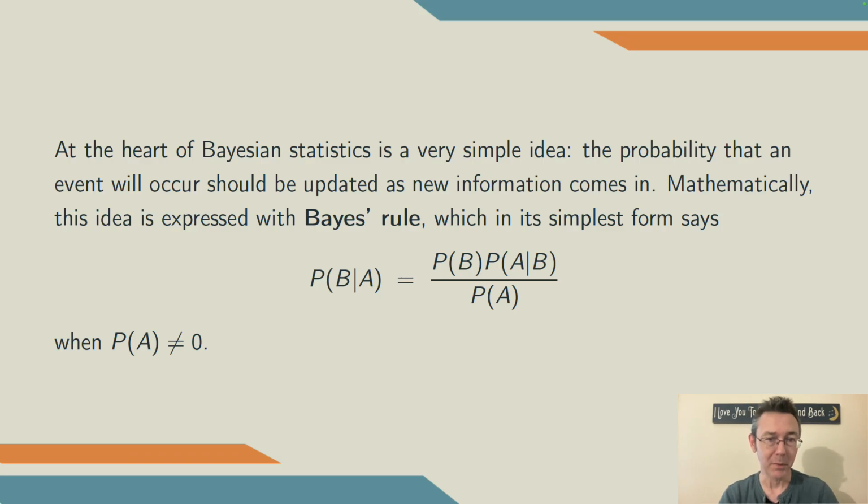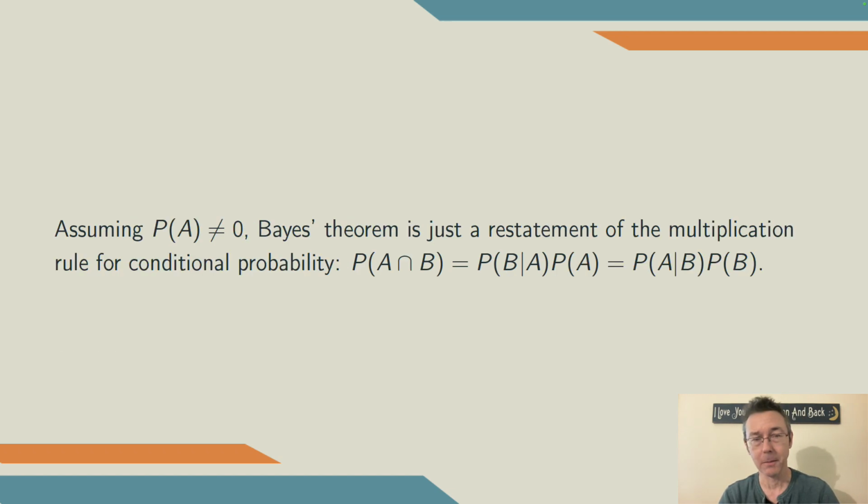The probability of B given A is equal to the probability of B times the probability of A given B divided by the probability of A. Obviously, since there's a P of A in the denominator on one side of this equation, we have to assume that the probability of A is non-zero.